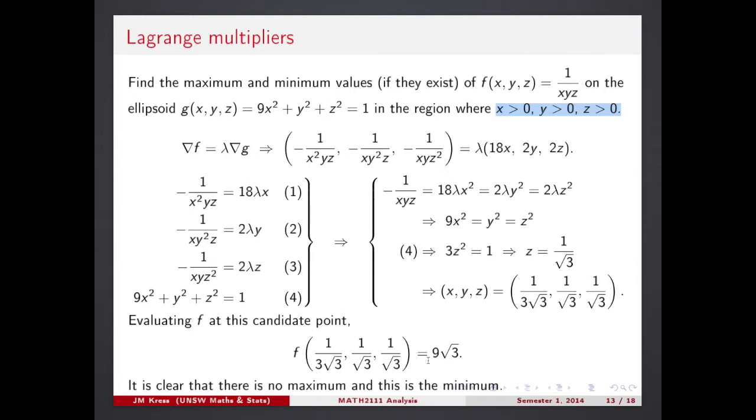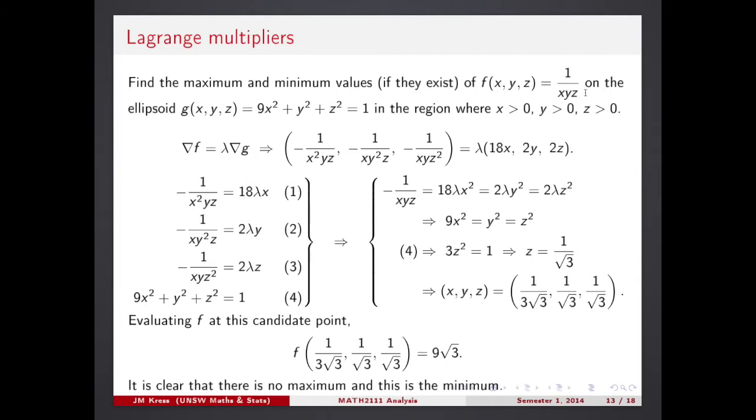Well, I lied to you in the other thing. When I said min-max theorem, there's a second condition that the function is supposed to be continuous. This function is not continuous across the whole ellipsoid. It's a division by 0, right? When you cross the planes, where x or y or z equals 0, you will have division by 0. The function is not continuous.